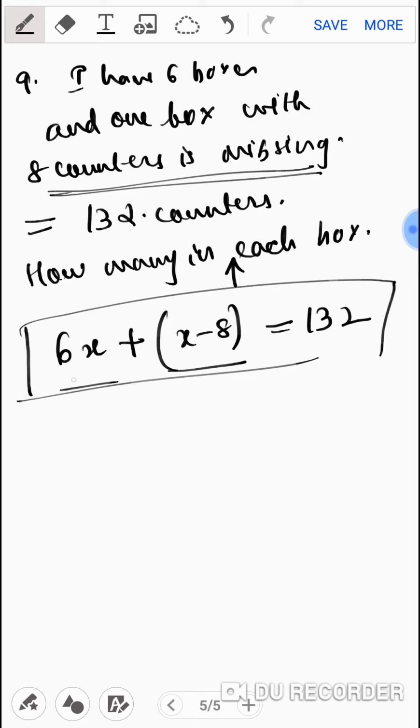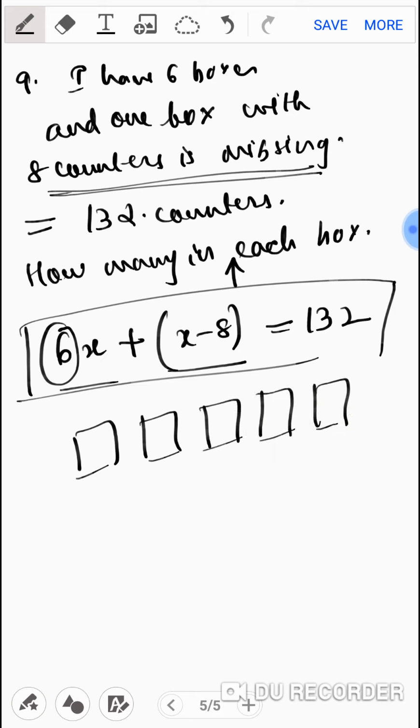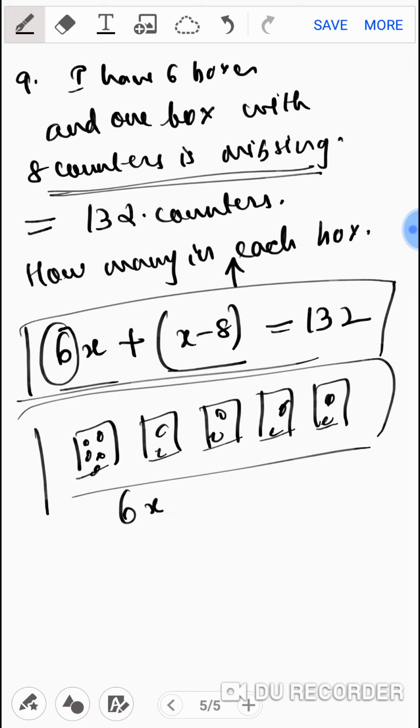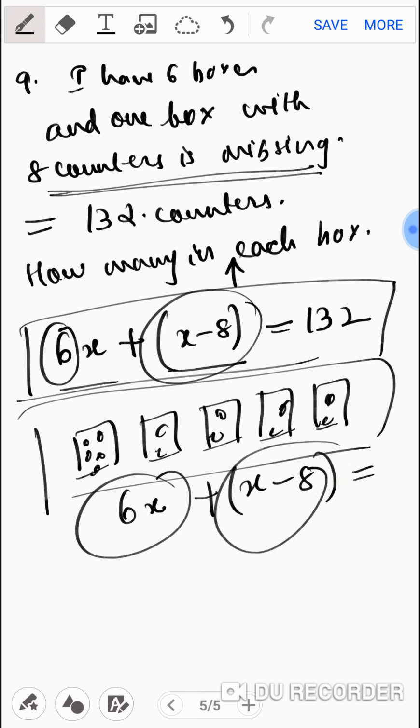I'll explain again. There are 6 boxes. In each box there are, suppose these are the 6 boxes, in each there are x number of counters. So what you will be writing, total number of counters will be 6x. From there now 8 counters are missing. So total number of counters are x. From there 8 counters are missing. And now the total of these both is equal to, the box is entirely missing.